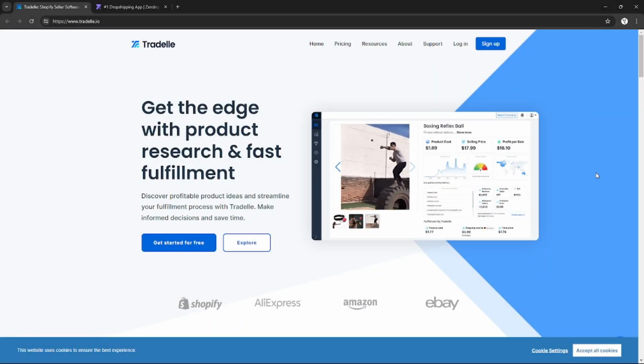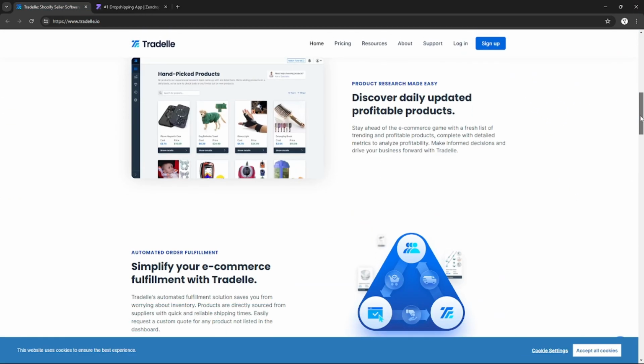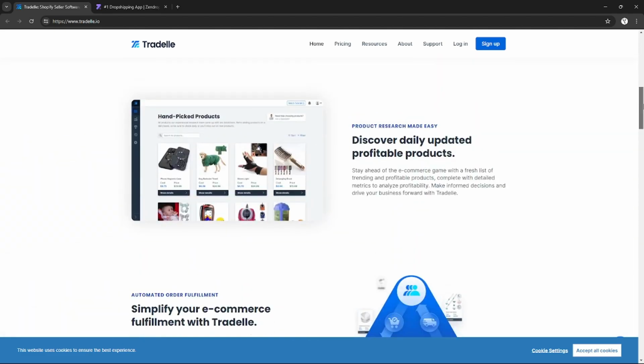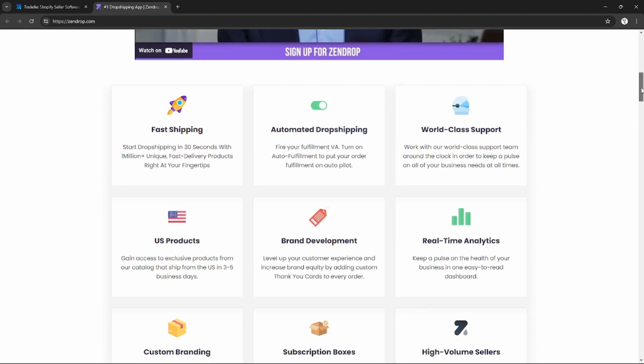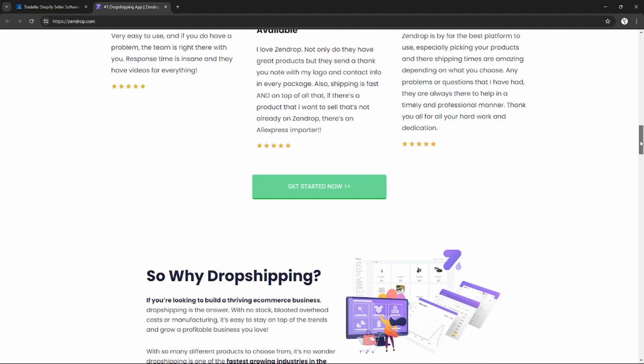Hello everyone, today we will compare Tradelle and Zendrop, two popular dropshipping platforms in the world. So Tradelle is a well-established platform known for its comprehensive suite of services tailored to dropshipping businesses, while Zendrop is another prominent player in the dropshipping scene that helps businesses scale quickly and efficiently.